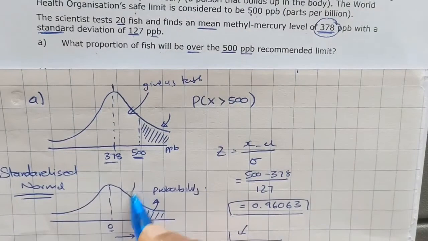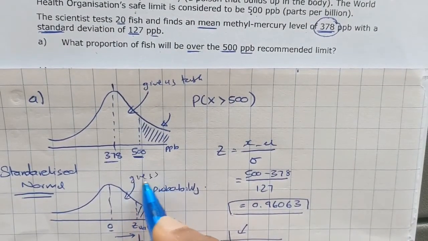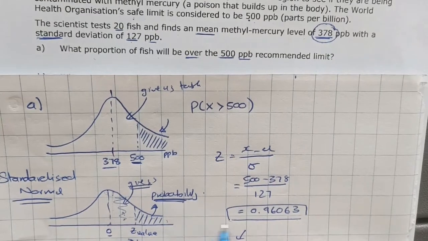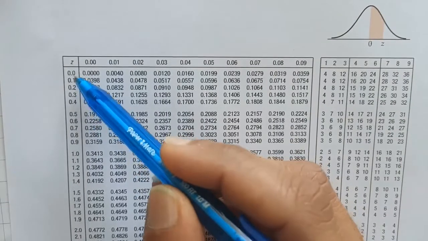Alright, it's going to give us that part over there. So what we have to do is take 50% and minus it from whatever we get in our table to get our final answer. So we're going to read off 0.9603 now. Let's go to our axes.